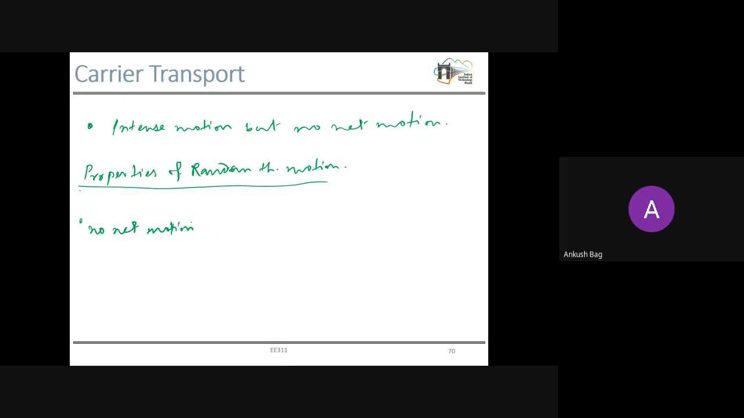So how can we interpret this? There is no net motion. There are several ways that we can interpret this. I can mention one. This is called the ensemble average. So the ensemble average of particle velocity will be 0. So what is this ensemble average?